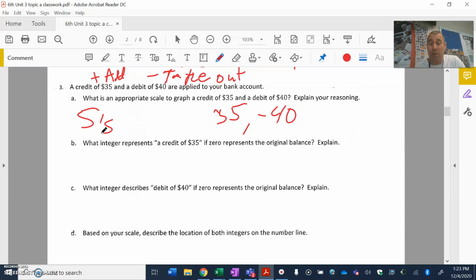Plus, it's not using a lot of numbers. I could say count by a 1, but man, 35 numbers, put down 40 numbers, that's a lot to be dealing with. All right, what integer represents a credit of 35?